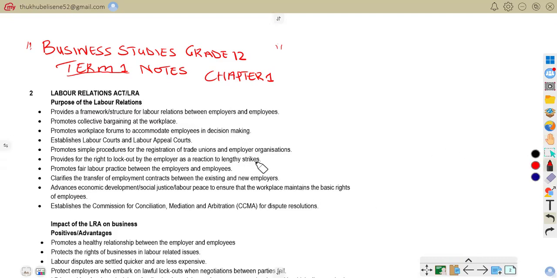Today I want us to look at Business Studies Grade 12, Term 1 notes. That is Chapter 1. You remember very well that we did the SDA, Skills Development Act, in our previous presentation. Today we are going to do the Labor Relations Act. We are still on Chapter 1, on the impacts of legislation. We are on the Labor Relations Act, which is LRA.